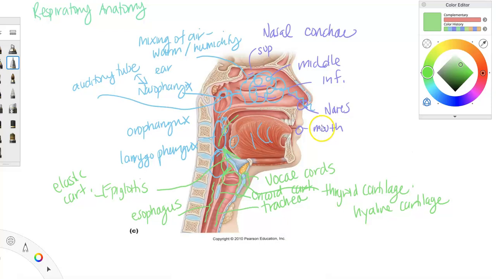Okay, so those are the main structures that are in the head. So we'll look a little bit closer at the laryngopharynx, the larynx area.